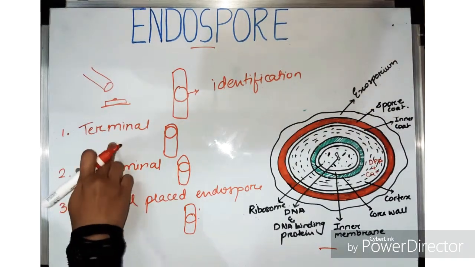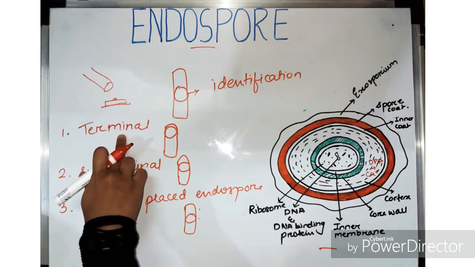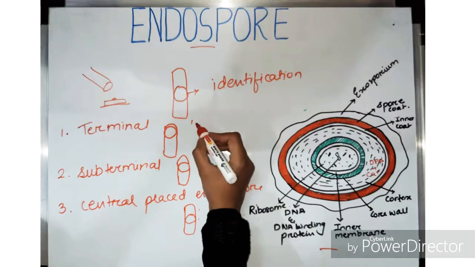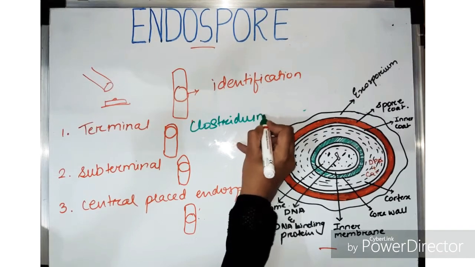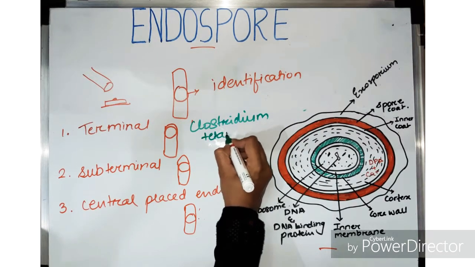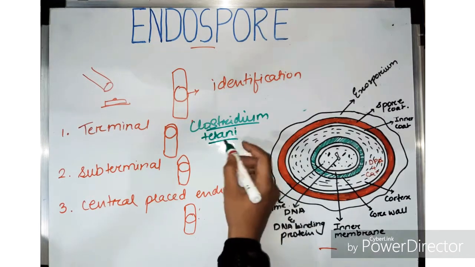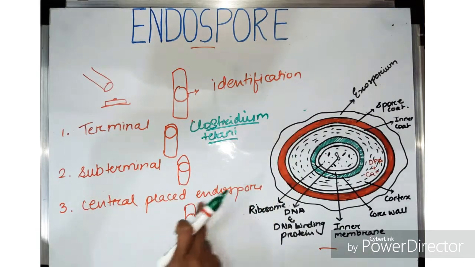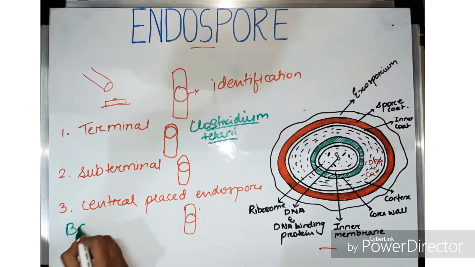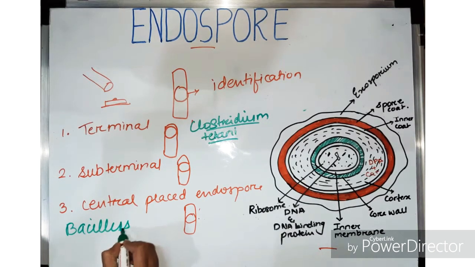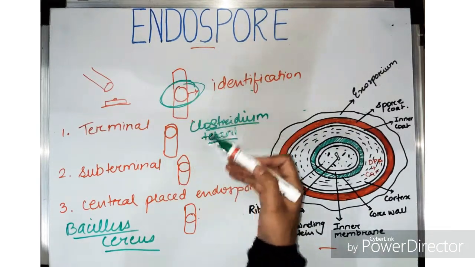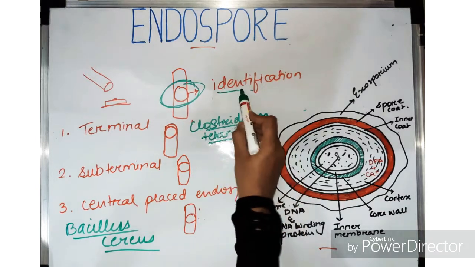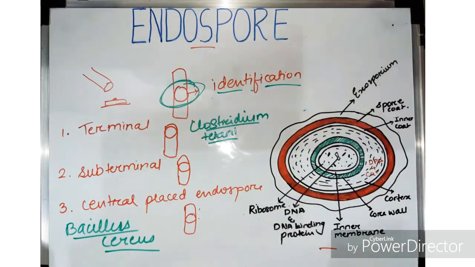An example of a terminal endospore bearing bacteria is Clostridium tetani, which causes the disease tetanus. The centrally placed endospore bearing bacteria is Bacillus cereus. So the positioning of the endospore differs among different bacterial species and is useful for the identification of the bacterial species which is producing the endospore.